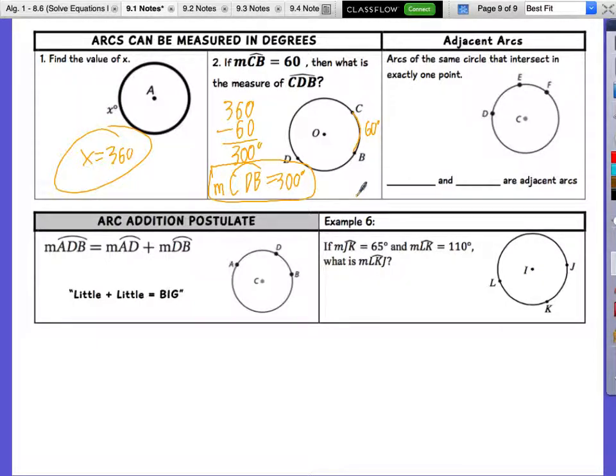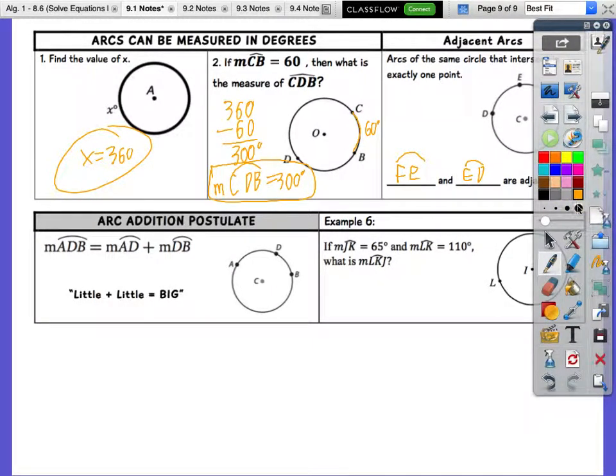Okay, third statement. Arcs of the same circle that intersect at exactly one point are called adjacent arcs. Just like we've had all things be adjacent, this means they're next to each other. So here, give me an example of some adjacent arcs. E and F. E and F are not arcs. E and F are points. Arc FE and arc ED would be an example of adjacent arcs, arcs that are next to each other.